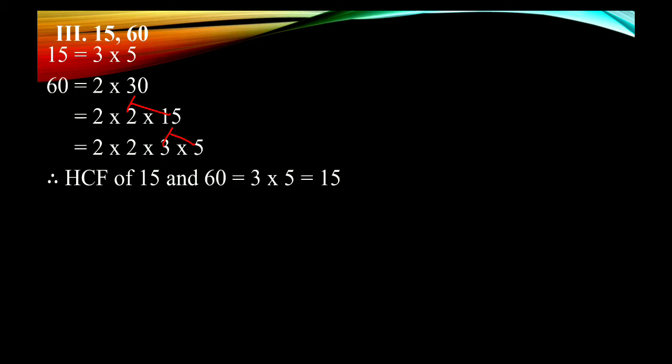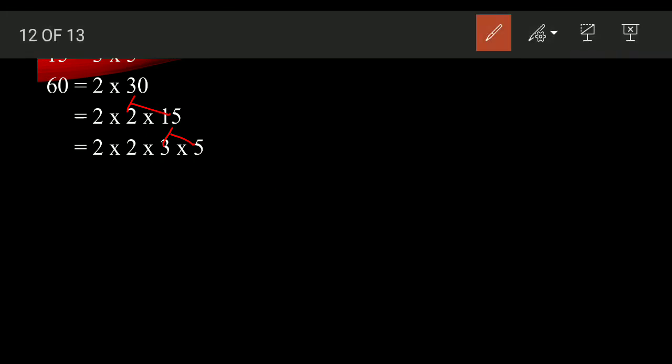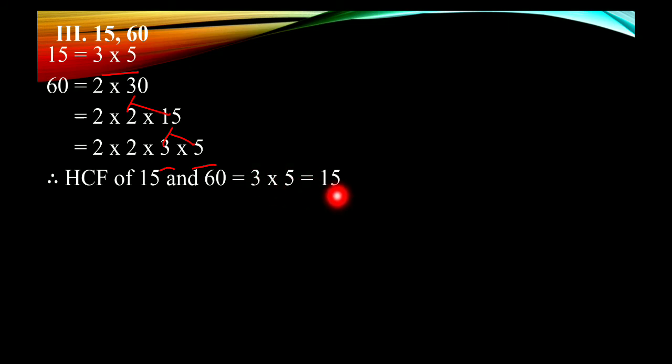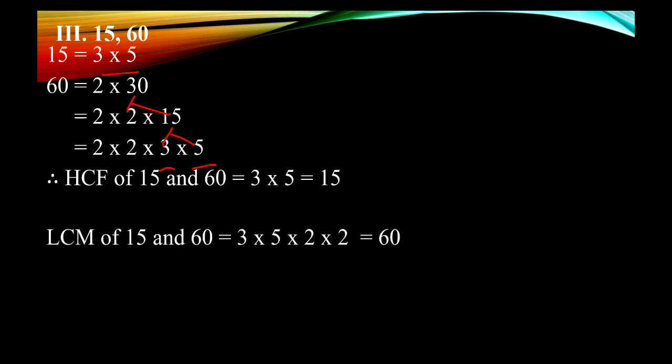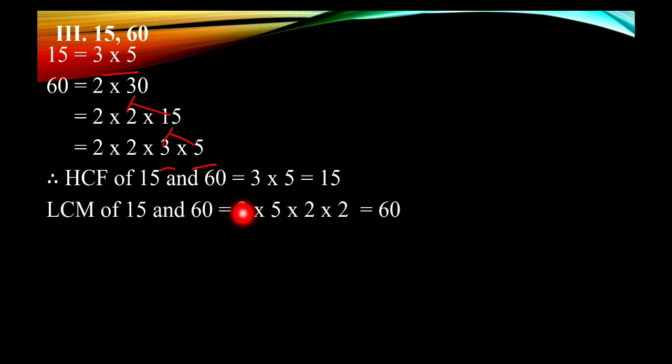We will stop here. Now, let us see what the common numbers are. What is the common number between them? 3 is common and 5 is common. So our highest common factor is 3 and 5. Therefore, our HCF is what, children? 15. Now, let us write the LCM. How to write the LCM? We will write the common numbers once. 3 and 5 are the common numbers, so we write them once. What is the remaining number left here? 2 into 2. I'll multiply all these numbers, and we will get the answer 60.